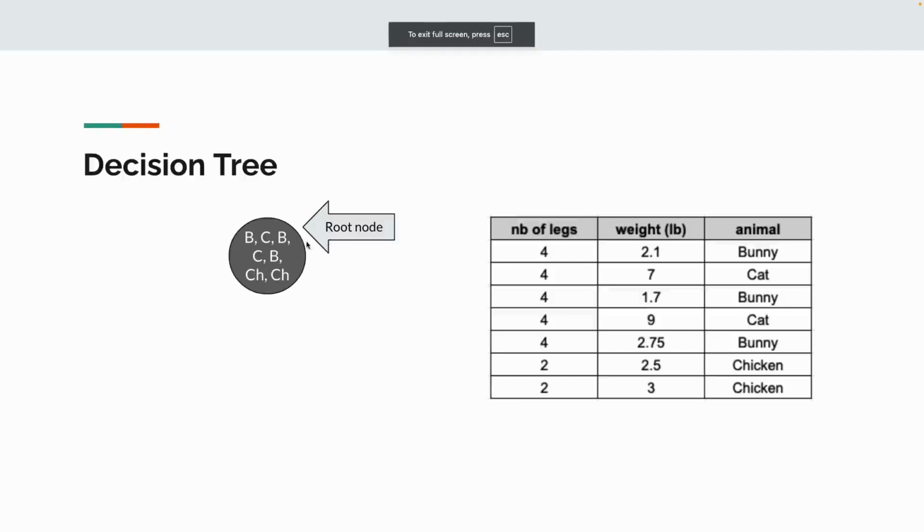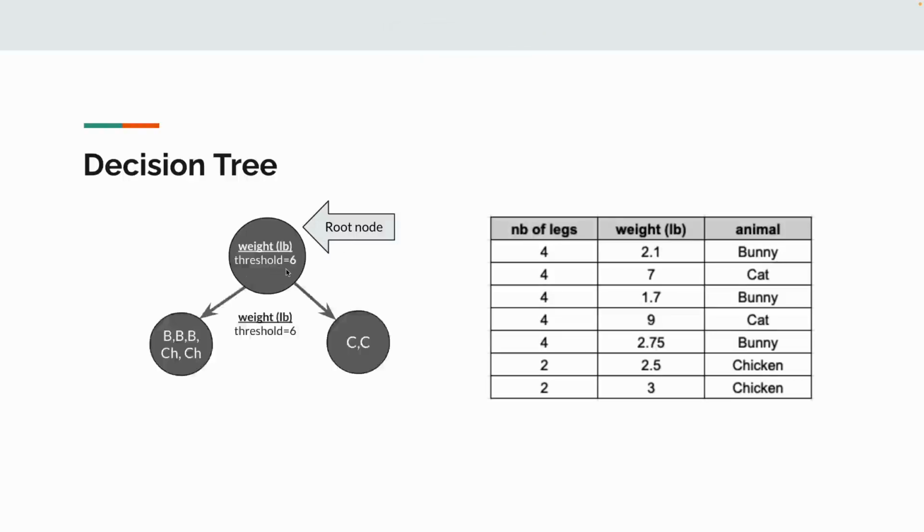So we'll start with our root node. Here we have all the 7 data points and then we have a threshold point 6. So you can clearly see that the chickens are less than 6 in terms of weight. So they will move with the bunnies, right? So they go to the left node and then two cats go to the right node.